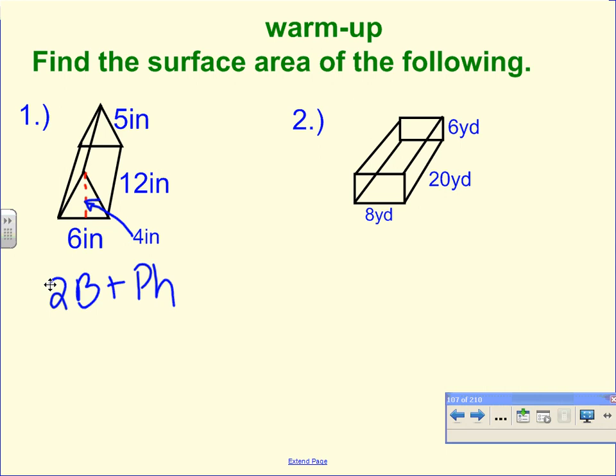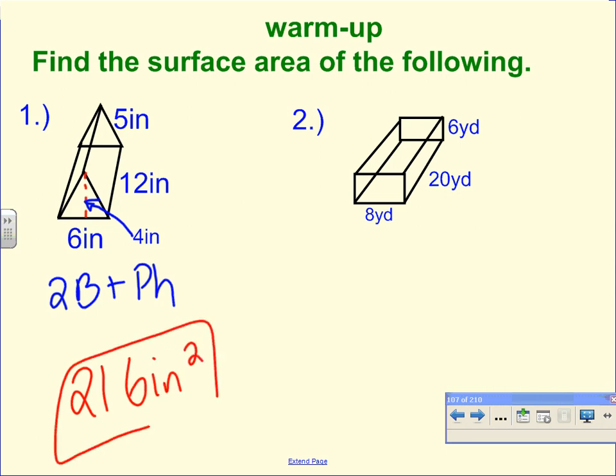Okay, so number 1, what did you guys get for the answer? Anyone want to share this with us? Drew, what'd you get? No, too high. Alexis? Good, 216 inches squared is the first one. And Ben, what about the second one? No. Evan? No. Michelle? Good, 656 yards squared. So let me show you my work.